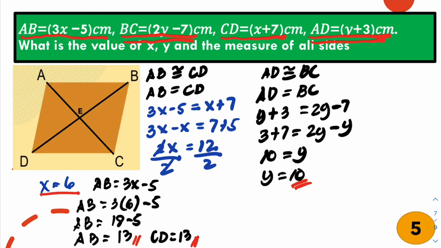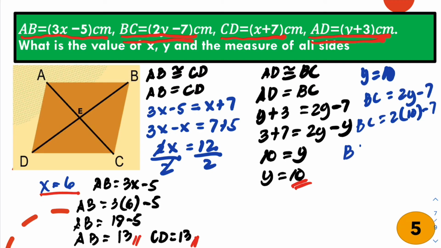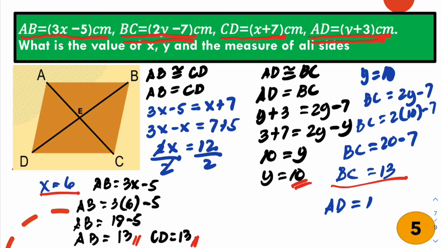Since y is equal to 10, then we have BC is equal to 2y minus 7. BC is equal to 2 times the value of y, 10 minus 7. BC is equal to 2 times 10 is 20 minus 7. BC is equal to 13. Since BC is congruent to AD, therefore, AD is also 13.